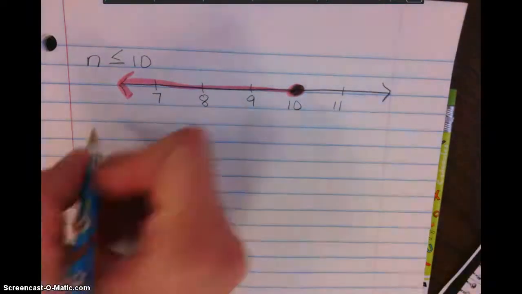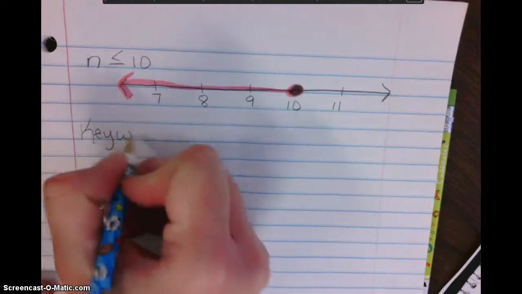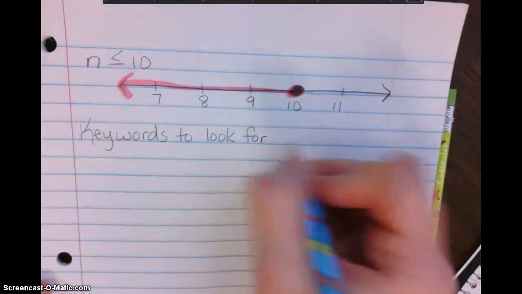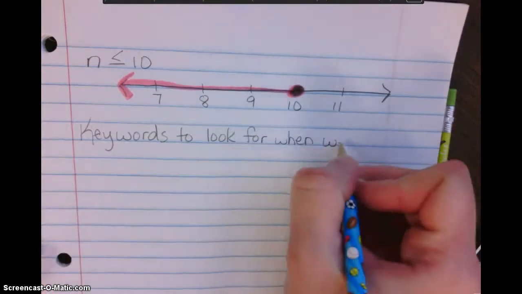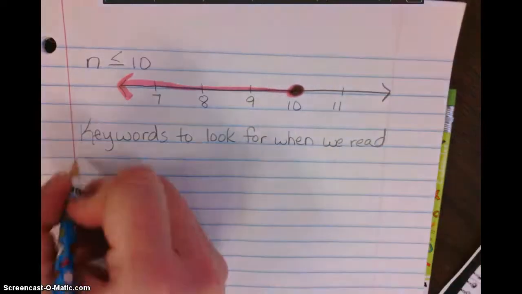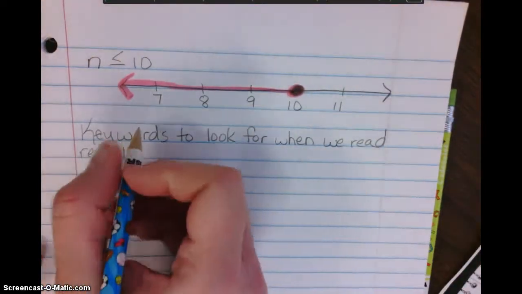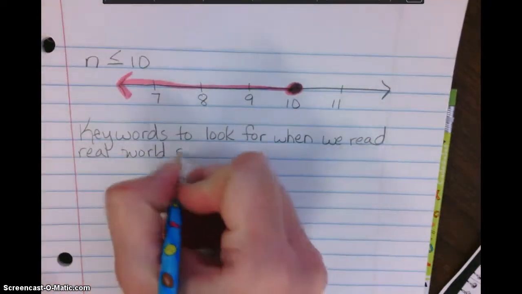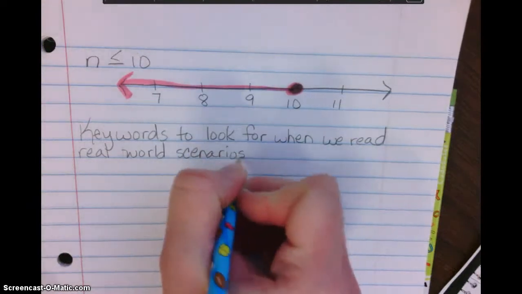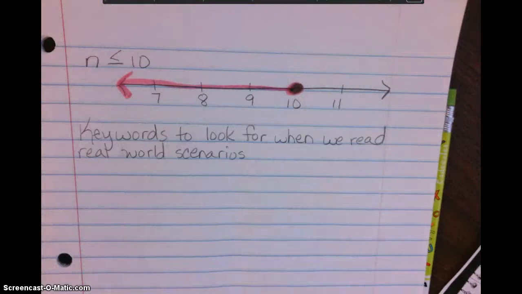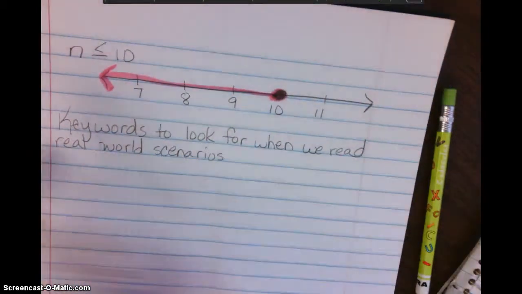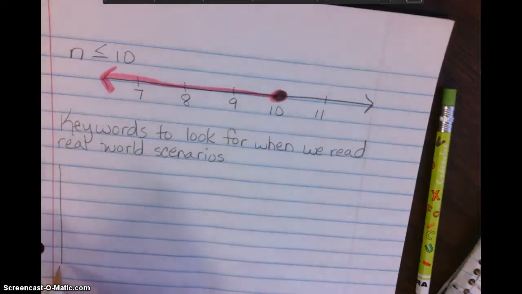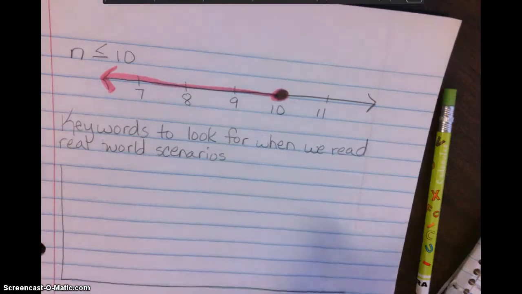We need to make a chart of keywords to look for when we read real-world scenarios. Go ahead and make a table that has 4 different columns. Make it about 6 or 7 lines tall.